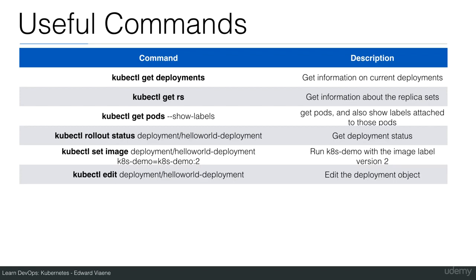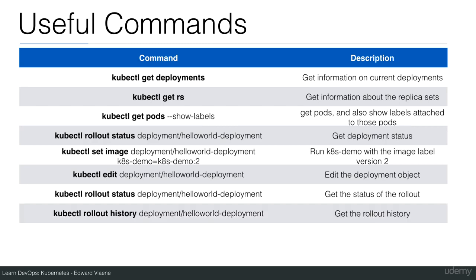You can achieve the same thing using kubectl edit, and then you can edit this deployment object. kubectl rollout status is going to give you the status of the rollout. If you update your image to a new version, then you can use this rollout status to see how the deployment is progressing. kubectl rollout history, if you want to see a history of your deployed versions. So let's say that you first have version 1, then version 2, version 3. kubectl rollout history will show you those different versions.